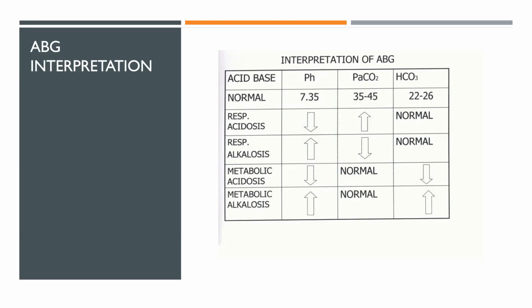So in respiratory acidosis and alkalosis, our bicarb is typically normal. In respiratory acidosis, we would have a lower pH, which indicates acidic, and a higher PaCO2. The opposite is true for respiratory alkalosis. When we look at metabolic acidosis, both the pH and the bicarb are low, and with a metabolic alkalosis, meaning equal, both the pH and bicarb are going to be high.